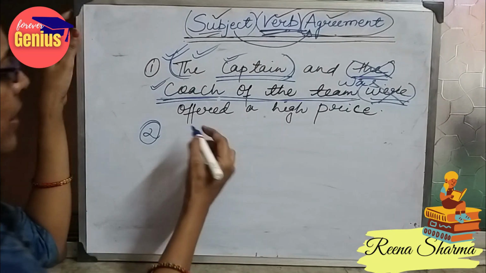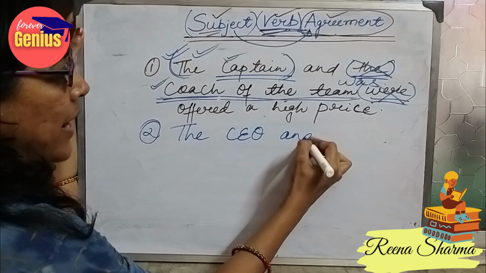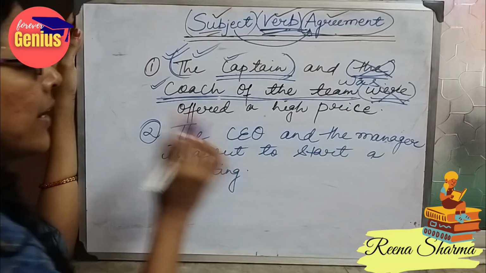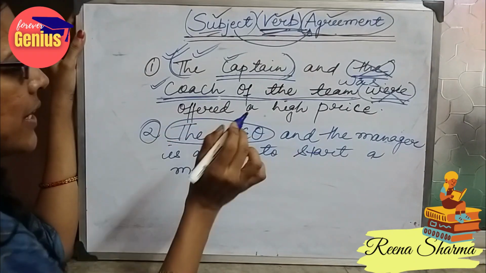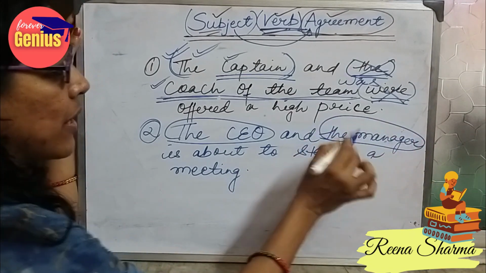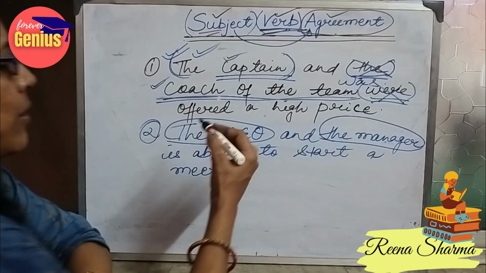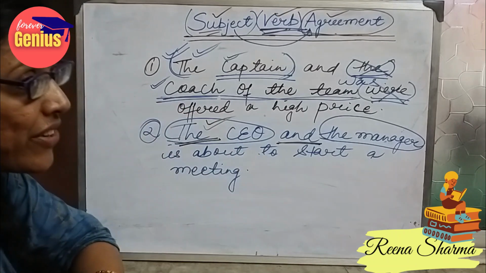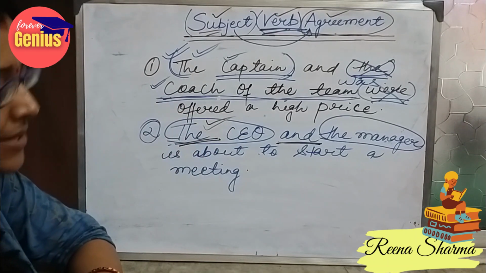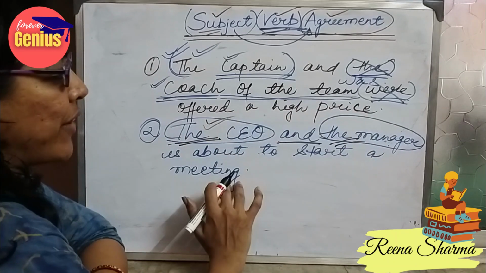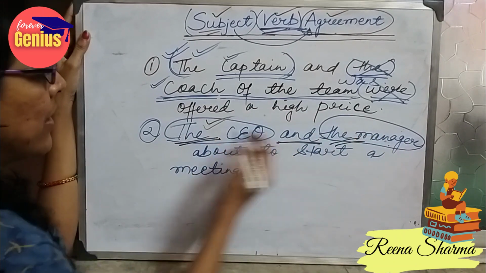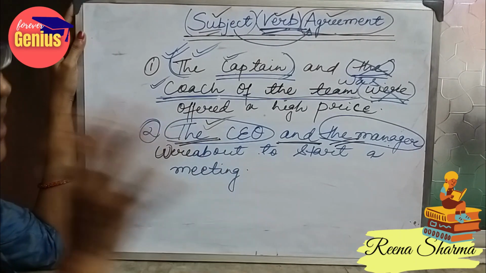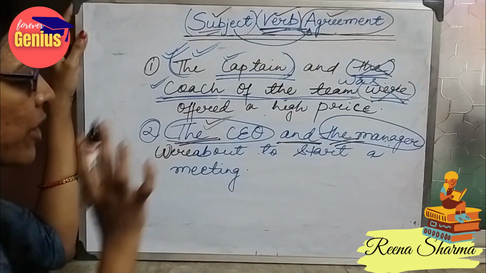Let's take another example. The CEO and the manager is about to start a meeting. In this case also, the CEO and the manager are both considered as two different persons. Means the CEO is different because and is used here. Because the, I am specifically mentioning the, which we learned in articles. And the manager means they both are different. So in this case, the CEO and the manager were about to start the meeting will be the right option. I cannot use the word is, because they both are different persons.